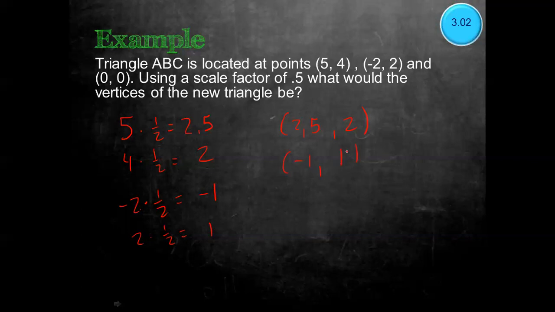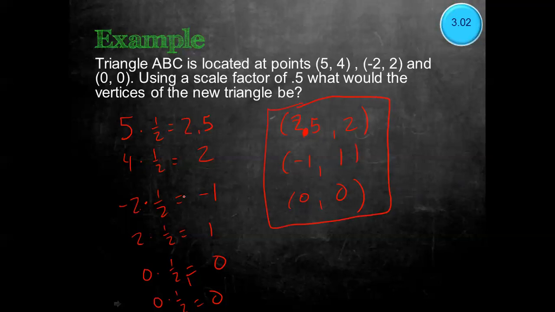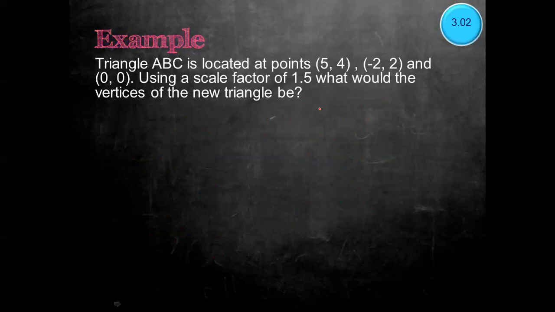So we're going to have -1 and then +1. For the last one, 0, 0, right? 0 times 1/2 is 0, and 0 times 1/2 is 0. So the new point for that one would be 0, 0. Okay, and that should be a point. That's 2.5. So these would be the 3 points for our new triangle.